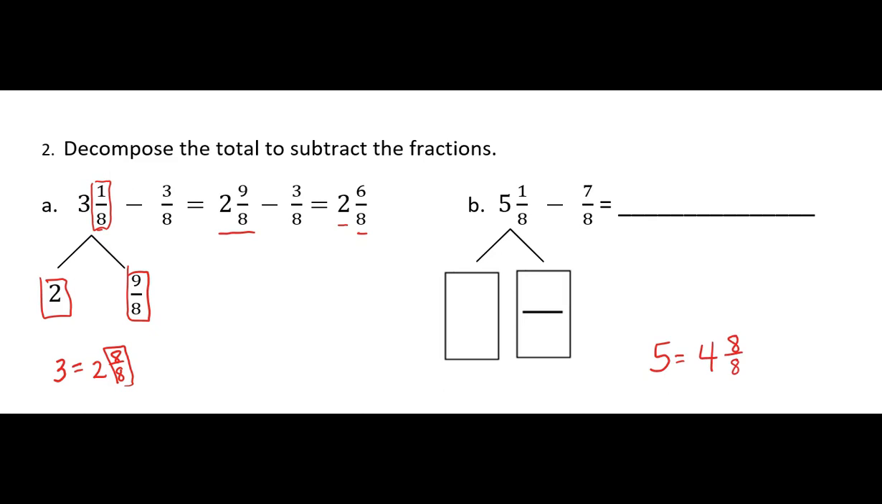So when we decompose it, we will have 4 as our whole number. Now that 8/8 I'm going to combine with the 1/8 I already had. That gives me 4 9/8. Now I can do my subtraction. 4 9/8 minus 7/8. Subtract my fractions. 9/8 minus 7/8 is 2/8. And I keep my whole number because I haven't subtracted any whole numbers. So my final answer is 4 2/8.